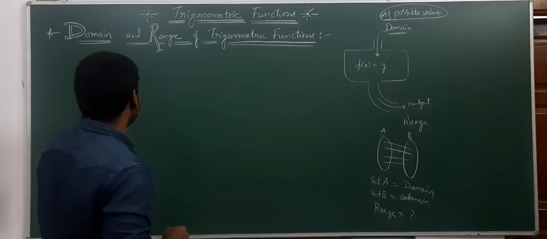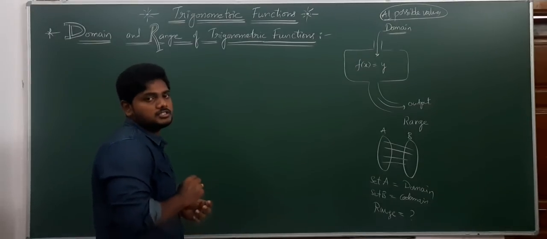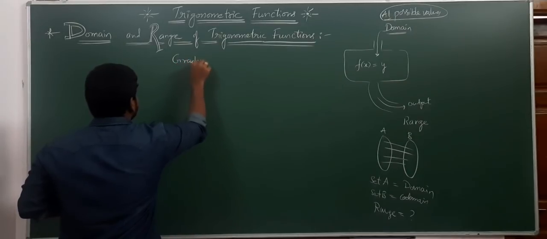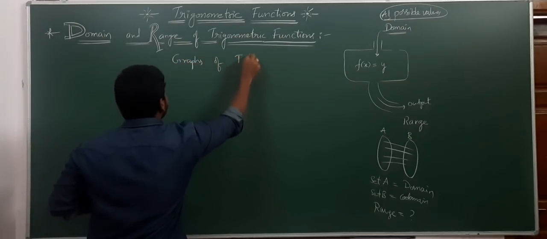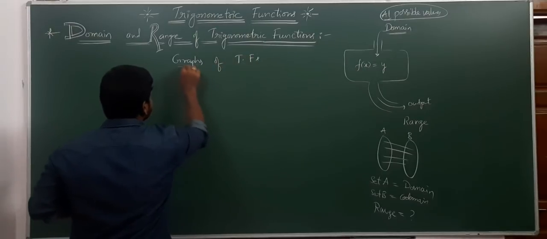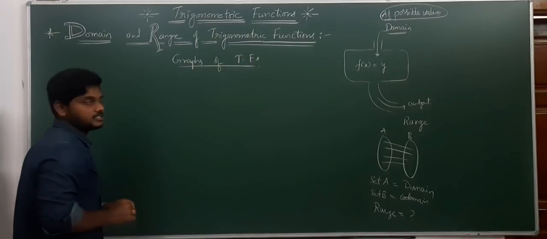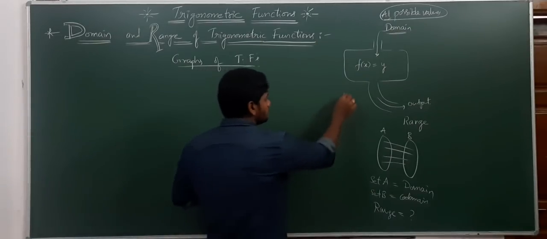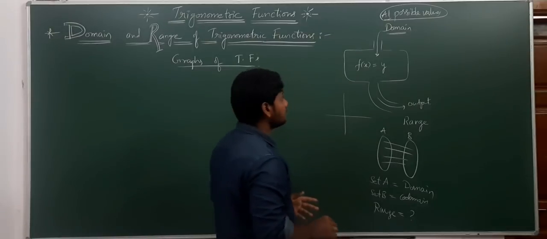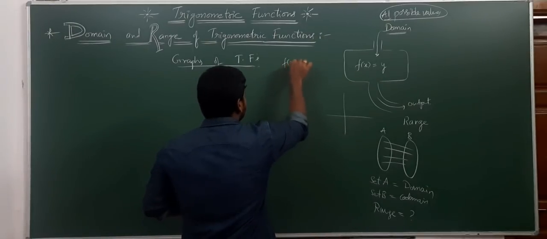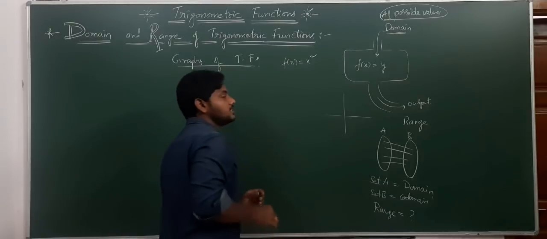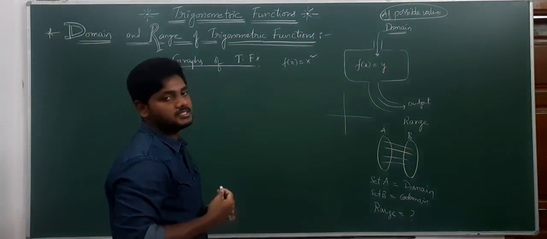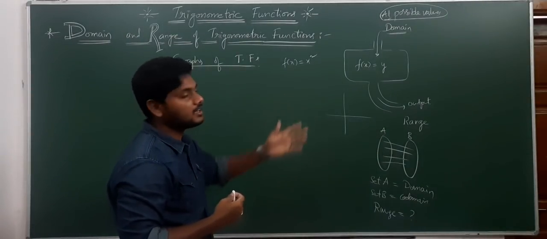Now when it comes to finding domain and range of trigonometric functions, first we need to learn graphs. Graphs of TFs, nothing but trigonometric functions. So what are the graphs? How will we draw graphs? For example, if f of x equals x square, already we have done some graphs in the relations and functions lesson. By using the function, we will draw graphs.